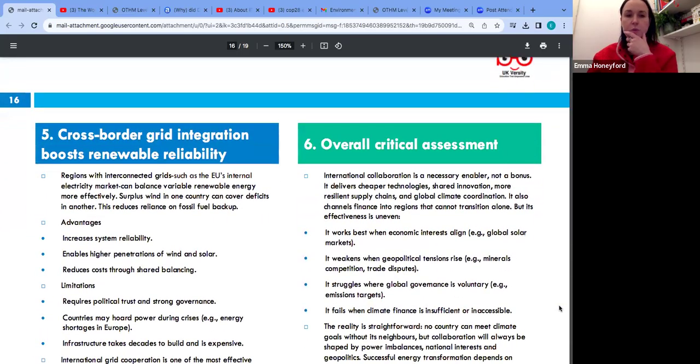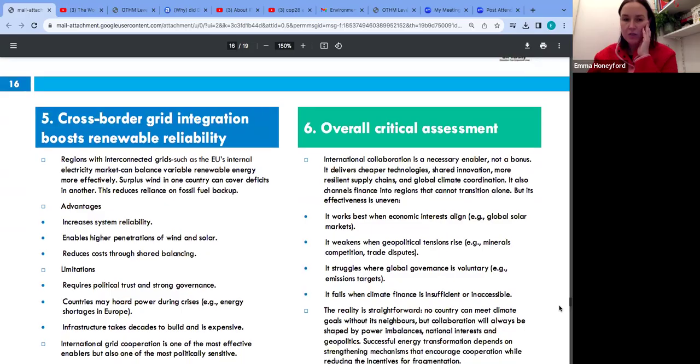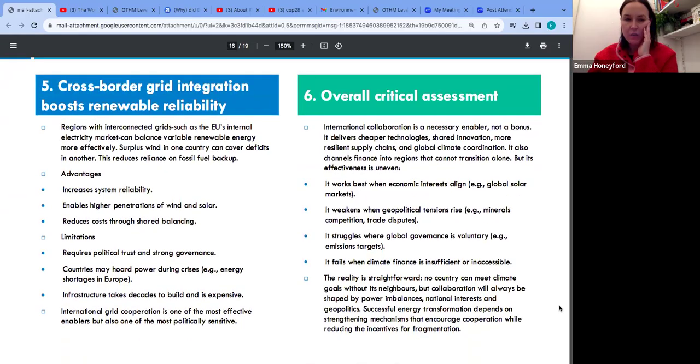And then we have cross-border grid integration boosting renewable reliability. Some regions have interconnected grids, such as the EU's internal electricity market, which can balance variable renewable energy more effectively. Obviously Europe is landlocked, which is also helpful, so the geography does matter. The advantages of grid integration: it increases system reliability and enables higher penetrations of wind and solar.